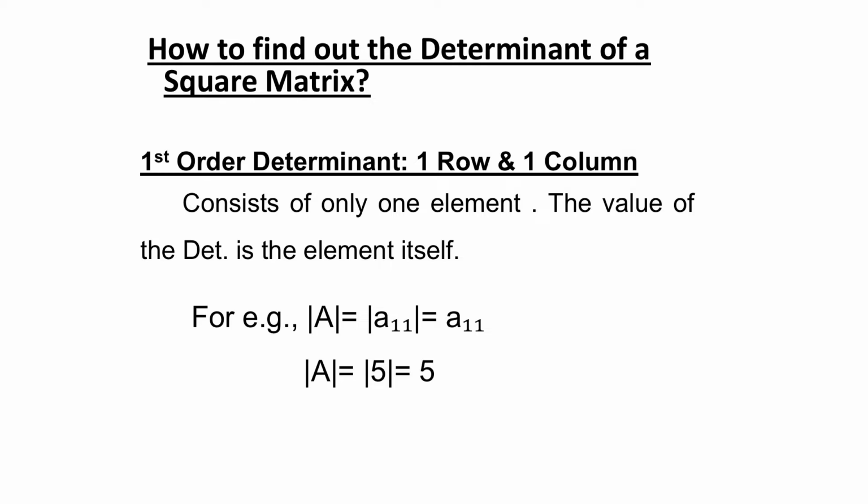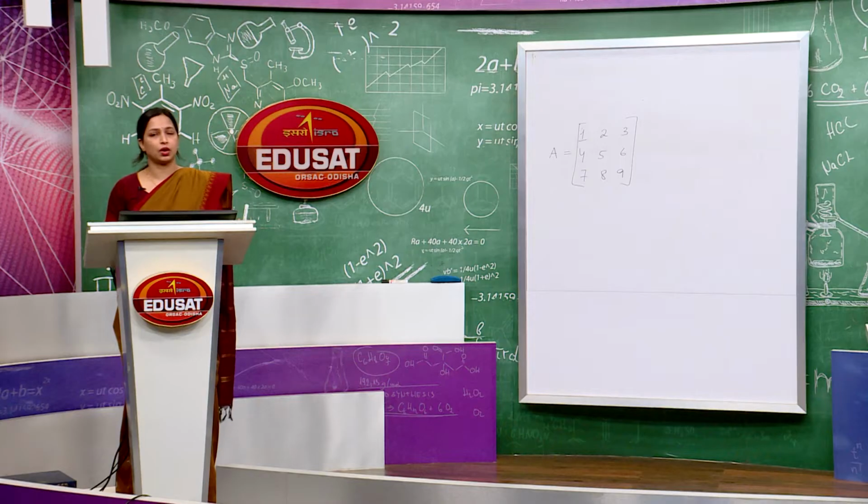Now let's find out the ways of finding the determinant of matrices. Let's start with a matrix of order 1. Order 1 means there is only one row and one column. That means it has only one element. So you can see in the slide it's written first order determinant, where there is one row and one column and it consists of only one element. In a matrix of order 1, the determinant is the element itself. That means whatever lies in the matrix is the determinant value, right? Now let's go to the next slide.